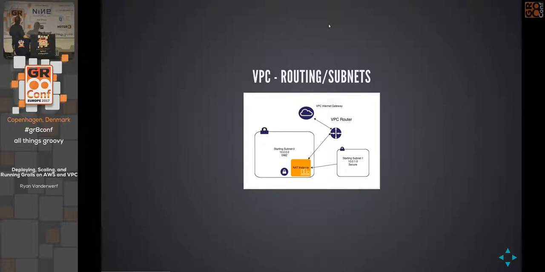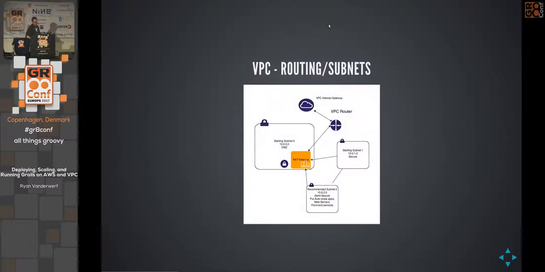So here's our DMZ. This is the outward-facing subnet, so you're only going to put things that would be directly touching end users. You shouldn't need too many of those. Then your secure subnet is where you put all your database servers and more high-value assets. You've got a layer of protection with the VPC. You've got firewall rules and all that.